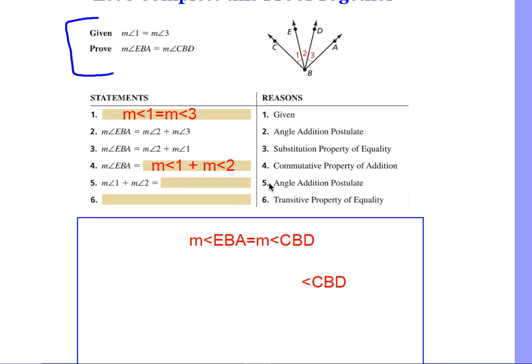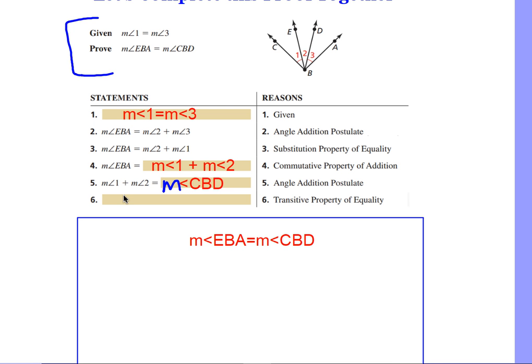And then once again here, we see that the next statement we are making is using the angle addition postulate. Well, what does angle 1 plus angle 2 equal? Well, angle 1 plus angle 2 equals angle CBD. And there actually should be a measure of CBD here, so measure of angle CBD.